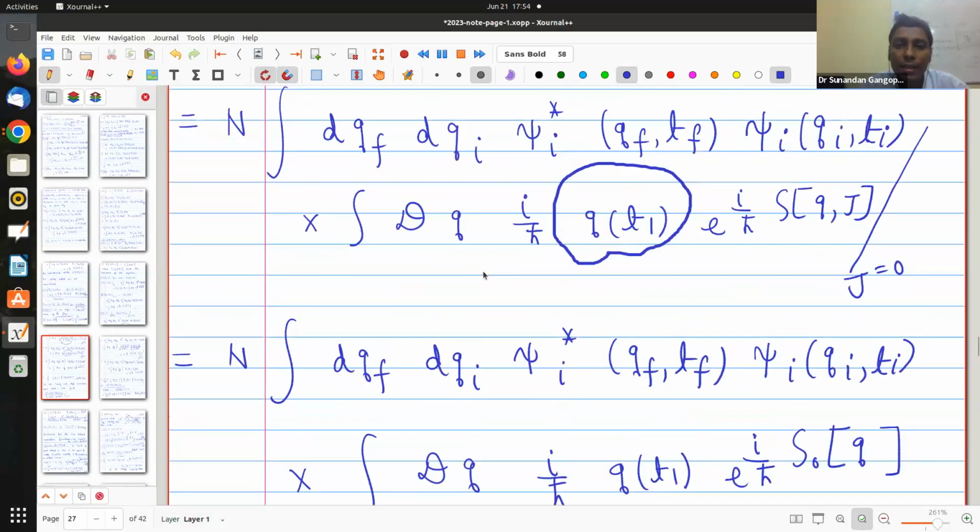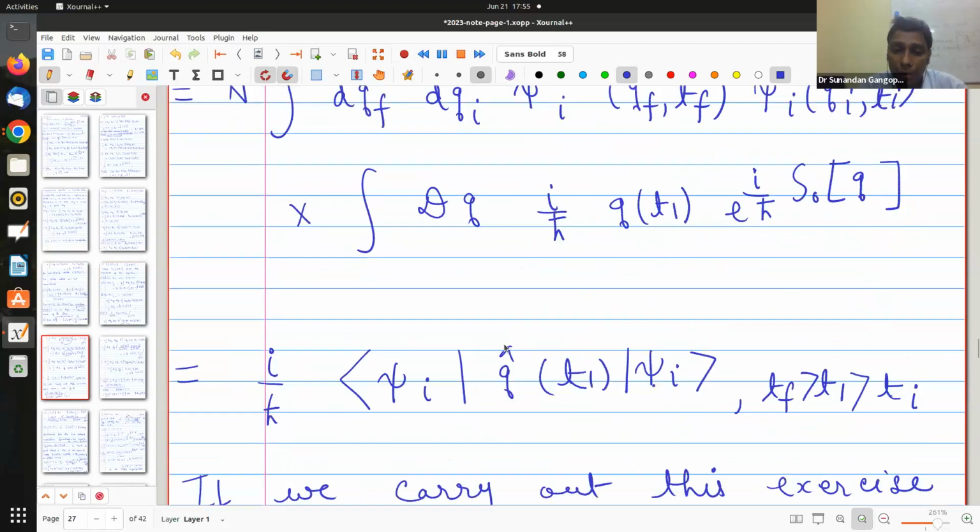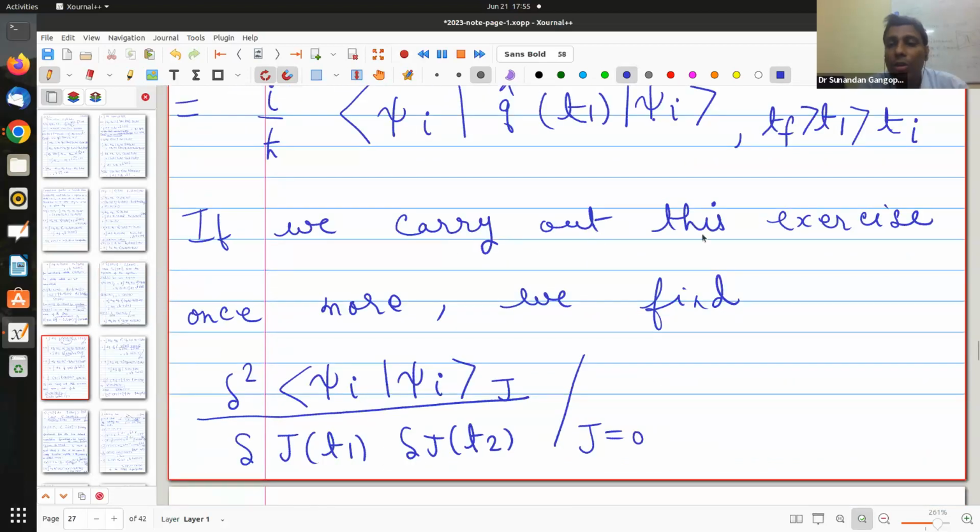So you can see that this object that we have defined, with bra psi I in the presence of the source j, if you functionally differentiate this quantity, it will give you expectation values. Let us proceed. If we carry out this exercise once more, so we are now functionally differentiating this object two times with respect to the external source. So let us carry out this task twice. So now it is delta 2 of this object, delta j(t1), delta j(t2), and evaluate this at j equal to 0.